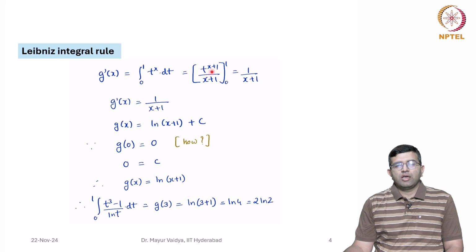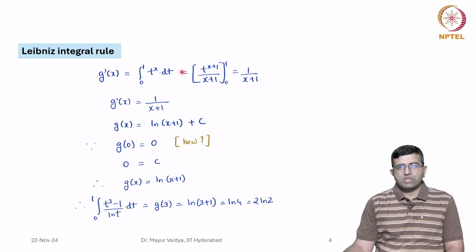The integral is t to the power x plus 1 divided by x plus 1. Since here the integration variable is t, the x is treated like a constant. So now if you put 0 to 1 here, instead of t you will simply get 1 by x plus 1. Now you have g dash equal to 1 by x plus 1, and we saw that if f dash of x is 1 by x plus 1, then f of x, or in this case g of x, is ln (x plus 1) plus a constant.